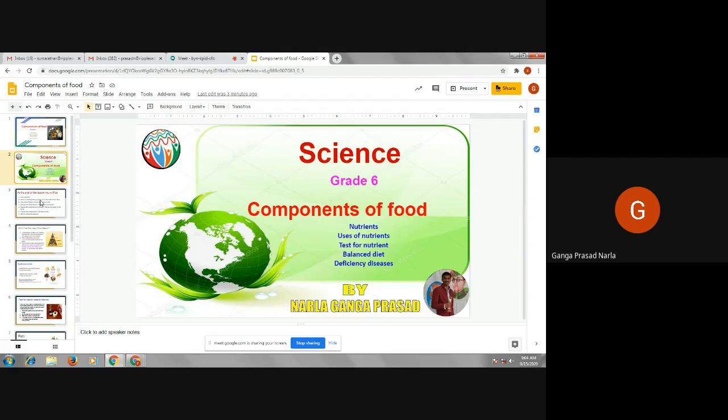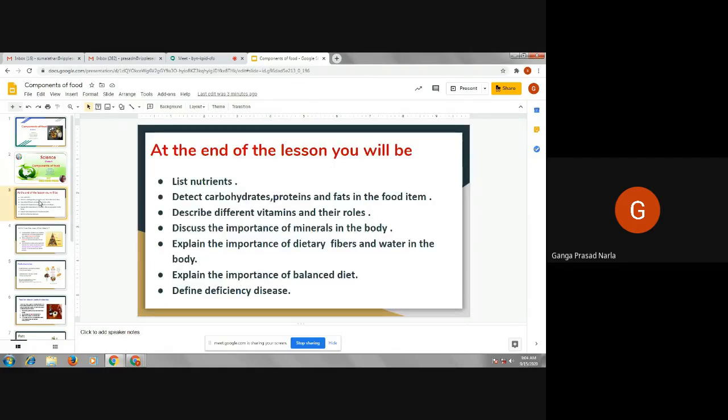So, what are the learning objectives? At the end of this lesson, you will be able to list nutrients, detect carbohydrate, protein, and fats in the food items with different tastes, describe different vitamins and their roles, discuss the importance of minerals in the body, explain the importance of dietary fibers and water in the body, explain the importance of balanced diet and define deficiency diseases. These are the learning objectives. You will be able to learn these things.